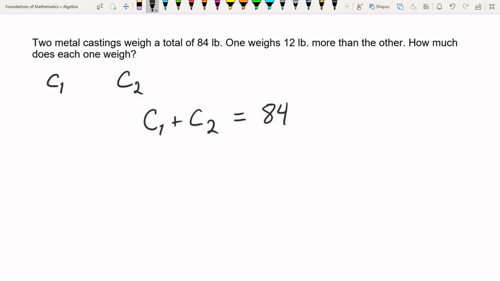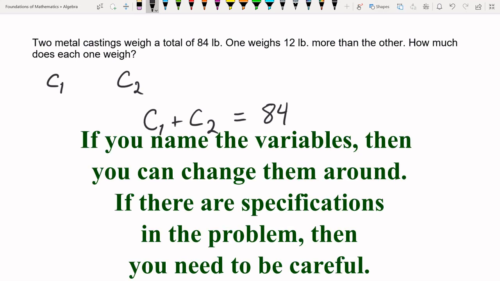We must have another equation, and that comes from the rest of the information. One weighs 12 pounds more than the other. Now, which one weighs 12 pounds more than the other? It doesn't actually matter. It could be C1 or C2. It doesn't matter which way you write it out. Sometimes the way it's written matters, but in this case, I'm just giving them general variables.